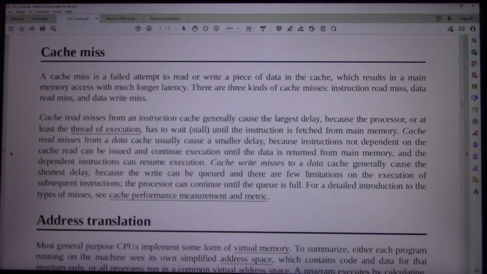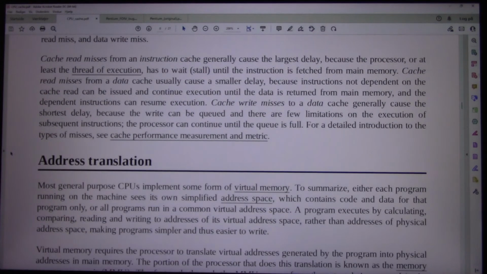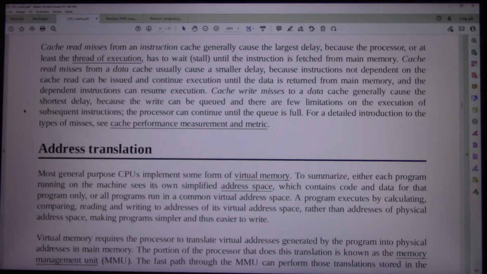Cache write misses to a data cache generally cause the shortest delay, because the write can be queued and there are few limitations on the execution of subsequent instructions. The processor can continue until the queue is full. For a detailed introduction to the types of misses, see cache performance measurement and metric.